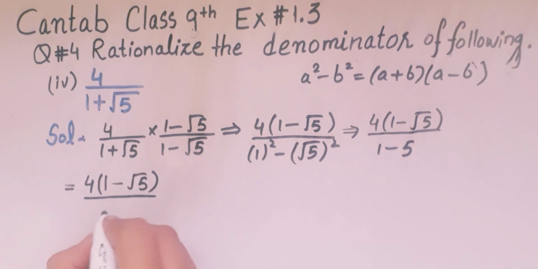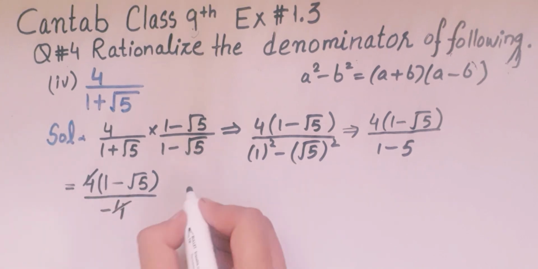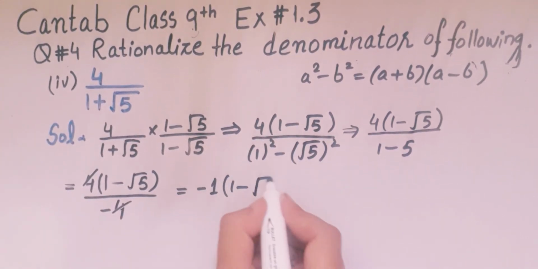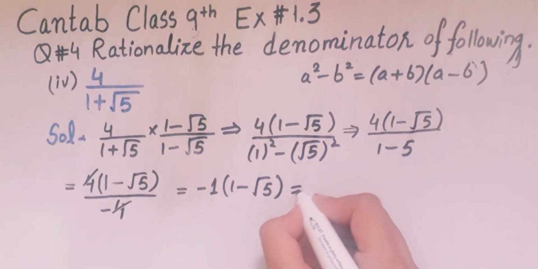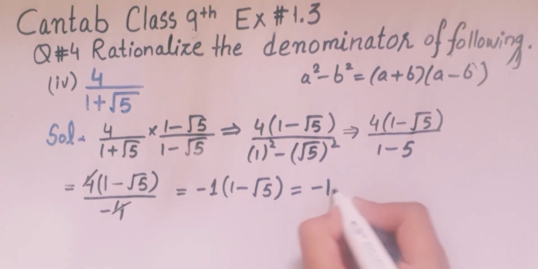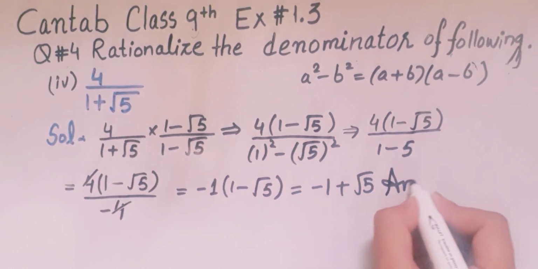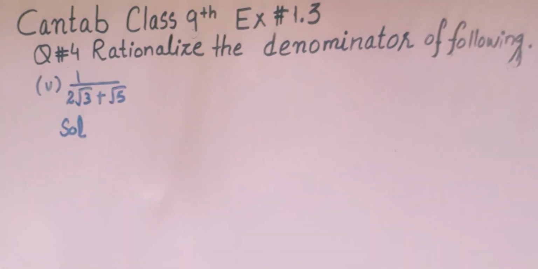1 minus 5 is minus 4. So this 4 will be cancelled by this 4, and we have minus 1 into 1 minus square root 5. When we multiply minus 1, we have minus 1 plus square root 5. So this is the answer of this part. I hope you understand easily.